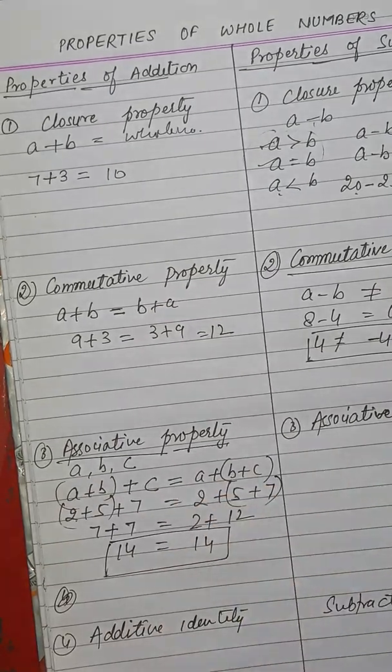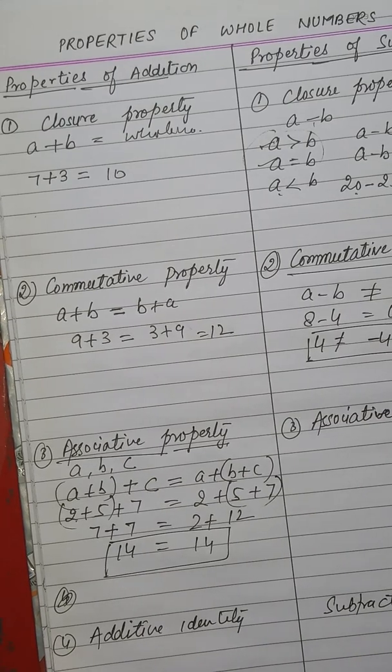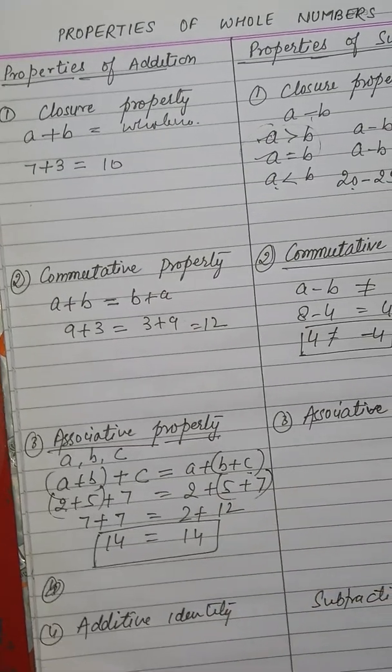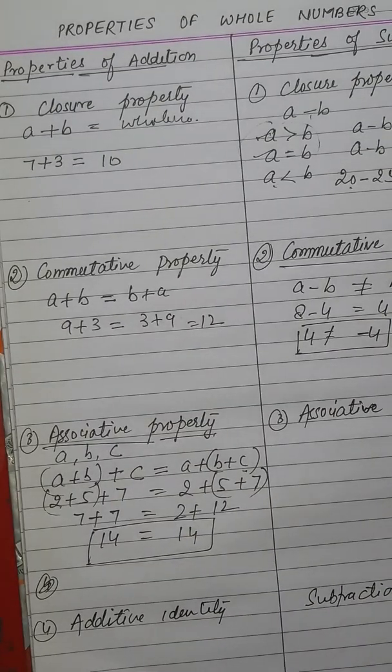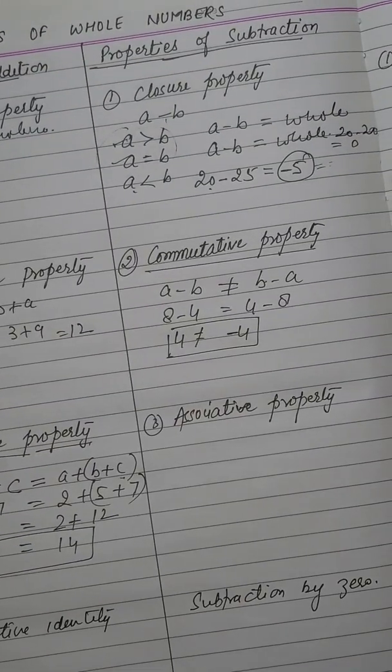This is the associative property, in which we can say the addition of whole numbers is associative. चाहे हम A में B को पहले प्लस करके बाद में C को ऐड करें, या पहले B और C को प्लस करके बाद में A को ऐड करें, we will get the same result. In terms of associative property in subtraction, the subtraction of whole numbers is not associative. Look, जो subtraction होगा whole number का वो associative नहीं होगा.